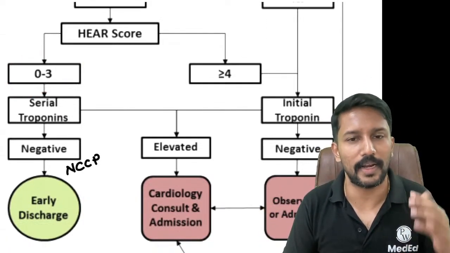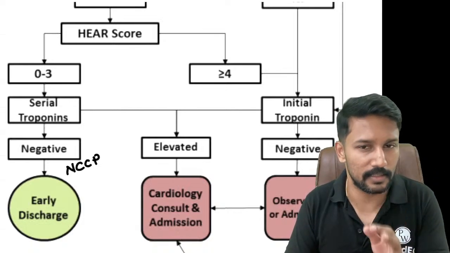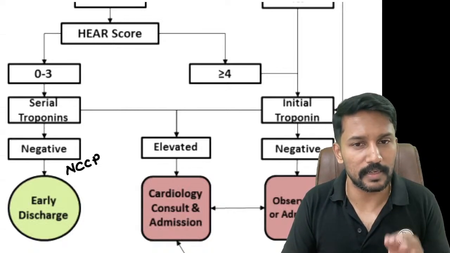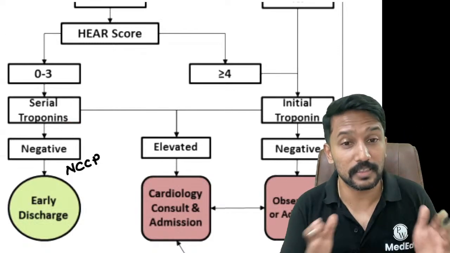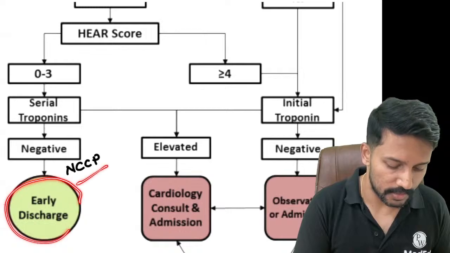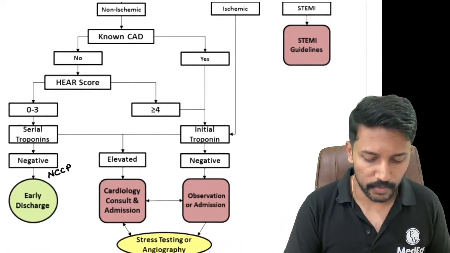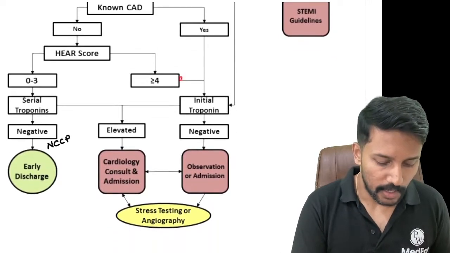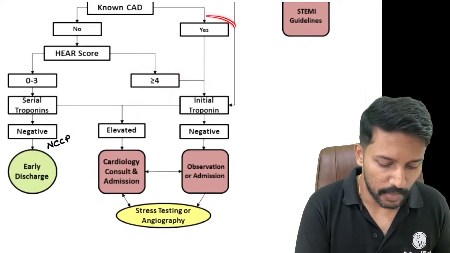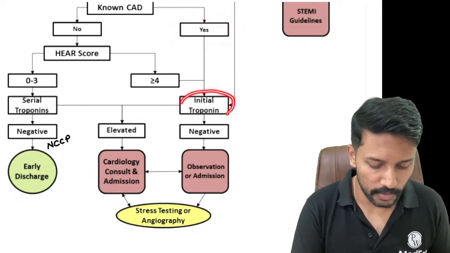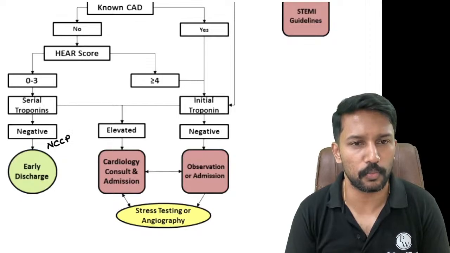So the patient has to spend at least 4 to 5 hours in the emergency room or the high dependency unit after presenting with acute chest pain. Only when serial troponins turn negative will you consider it non-cardiac chest pain and discharge the patient. In all other circumstances, if the HEART score is 4 or more, or if the patient has a past history of coronary artery disease, then we will only look at the initial troponin level. Serial is not required.